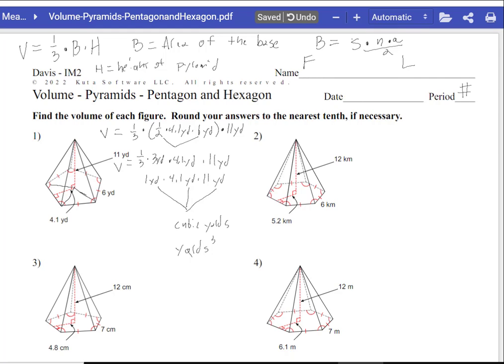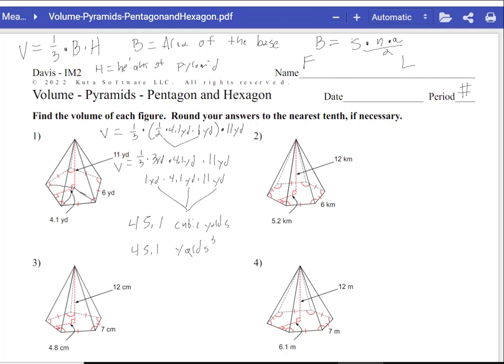Get out your handy dandy calculator and go ahead and put 4.1 times 11. And we get 45.1. So the answer is going to be either 45.1 cubic yards or 45.1 yards cubed. Each of those is a correct response, because we are doing the basic math thing of counting what? Little boxes or little cubes.